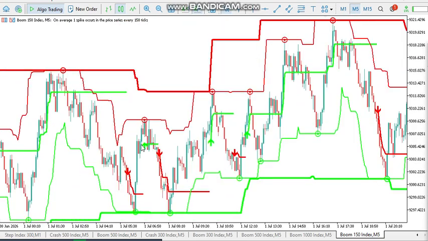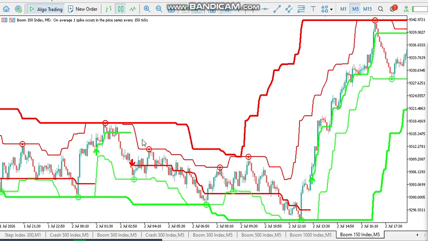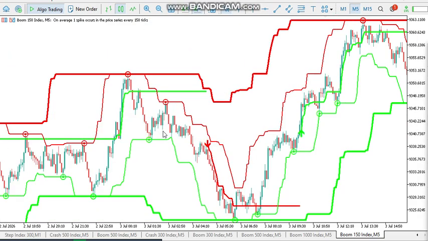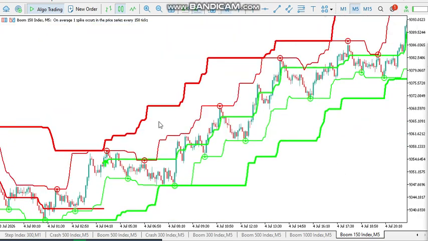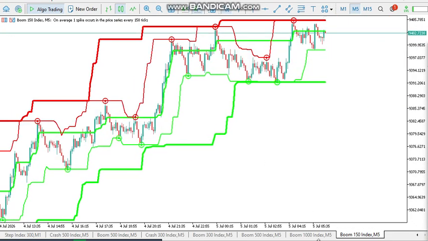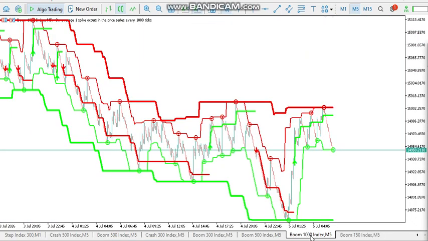It's very powerful. It works on all Boom and Crash indices, and one of the best things that you can do for yourself is to get this indicator and apply it and make your daily profits every day. And this indicator also works on Crash 500. It also works on Crash 1000. You can see how it has performed currently.